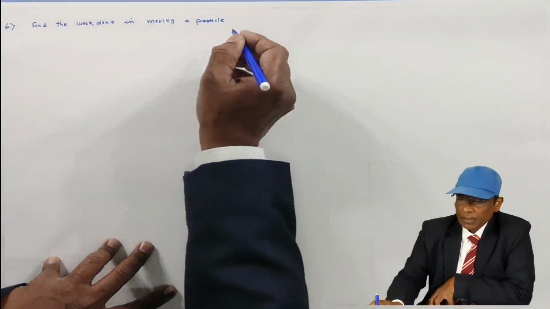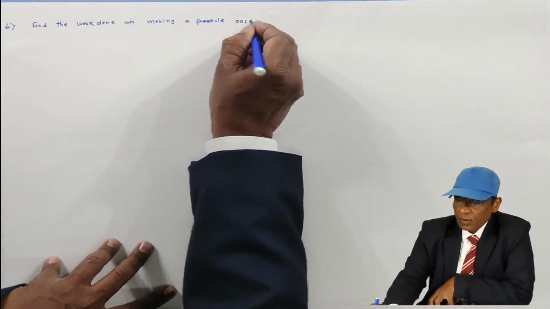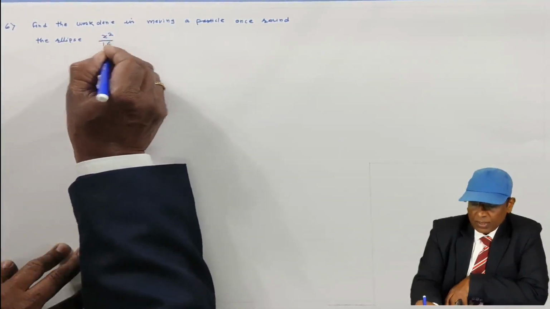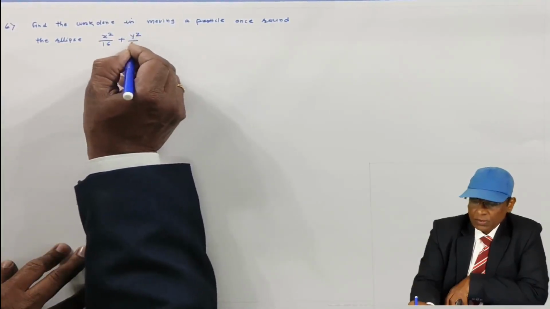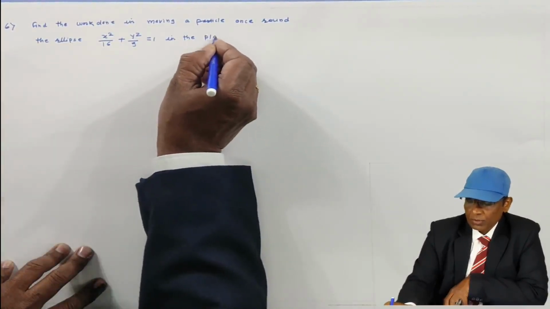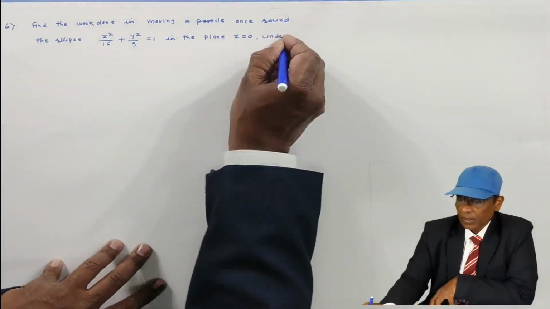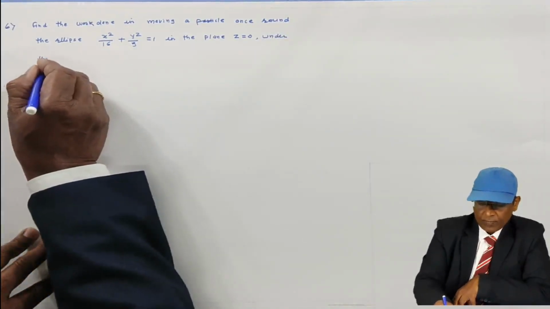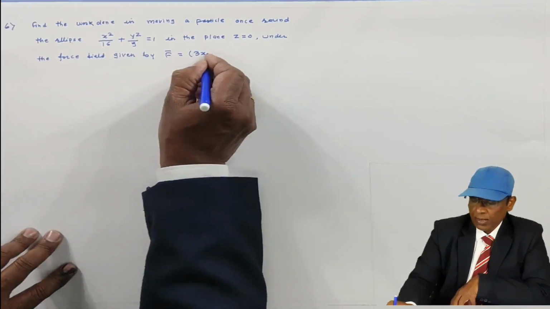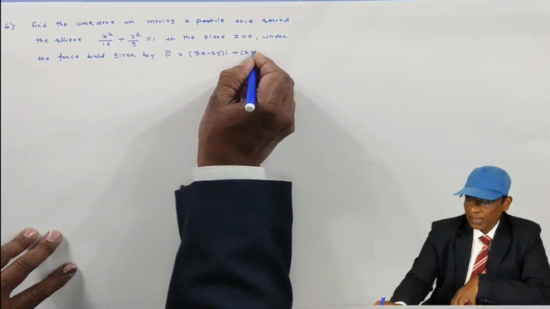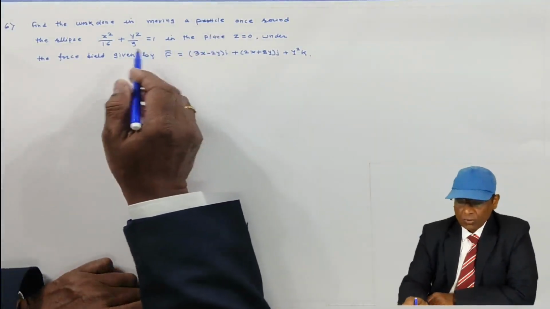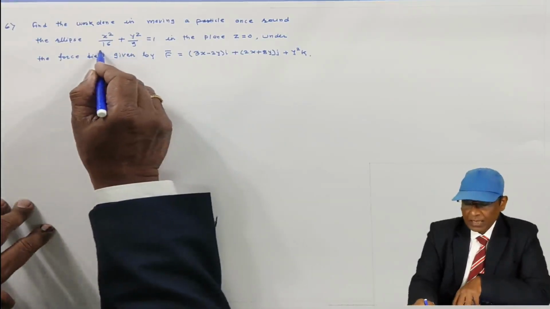Find the work done in moving a particle once round the ellipse, where the equation of the ellipse is x square by 16 plus y square by 9 equal to 1 in the plane z equal to 0. z equal to 0 means the xy plane. The force field is given by F equal to (3x minus 2y) i plus (2x plus 8y) j plus y square k. Find the work done moving the particle once round the ellipse. Then instead of this ellipse you will be given a circle.